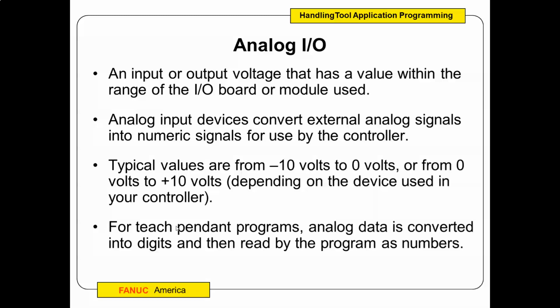Typically, they're either minus 10 to 0 volts or 0 to plus 10 volts. There are some that are minus 10 to plus 10 volts, so there are a lot of different varieties out there. It depends on your physical I/O. Now, when you read this, you actually get that number converted to a value. So maybe there are 1,000 possible points in there, and you get a number between, say, 1 and 1,000.